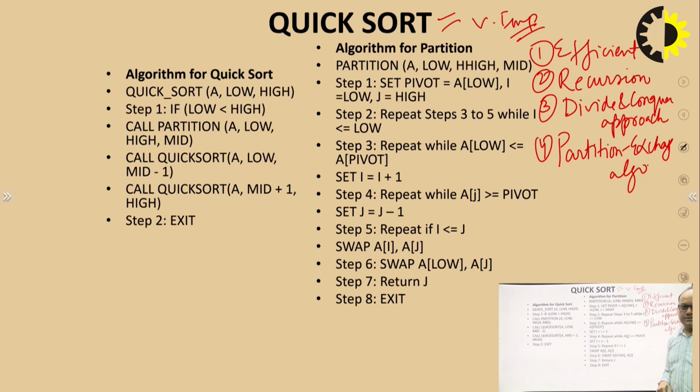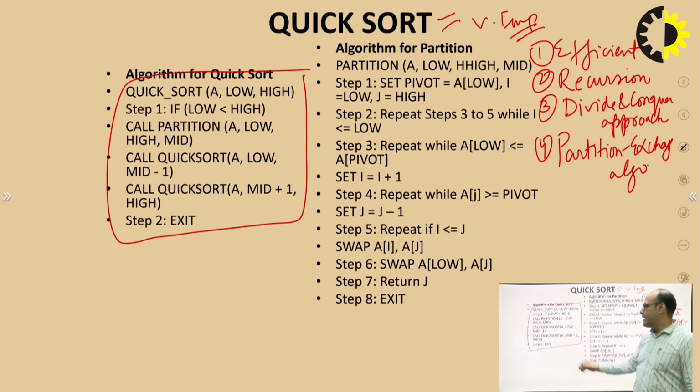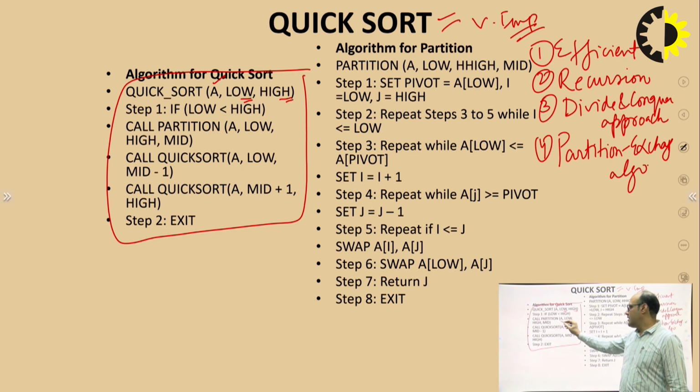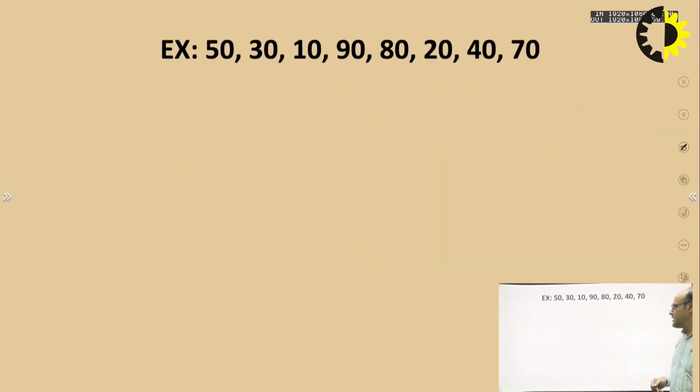So let me illustrate with the help of an example directly, so that you can understand the steps we have followed. This is the algorithm of quick sort. Sorting an array, we set the lower limit and the higher limit, that is, the lower bound and higher bound. If the array exists, then we will call another algorithm called partition. Then how is it possible? Let me show you with an example.